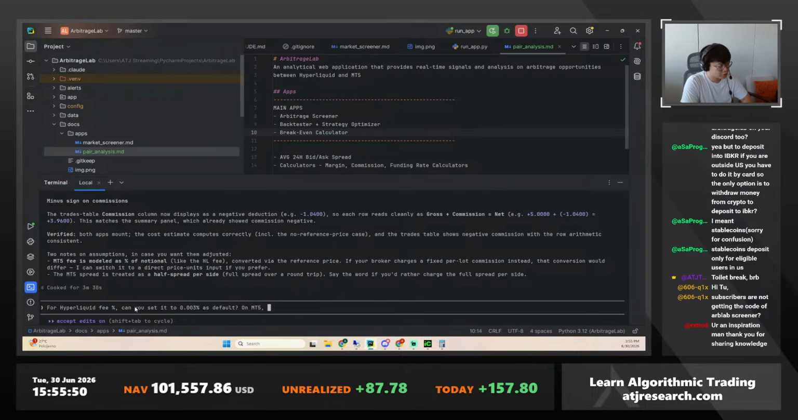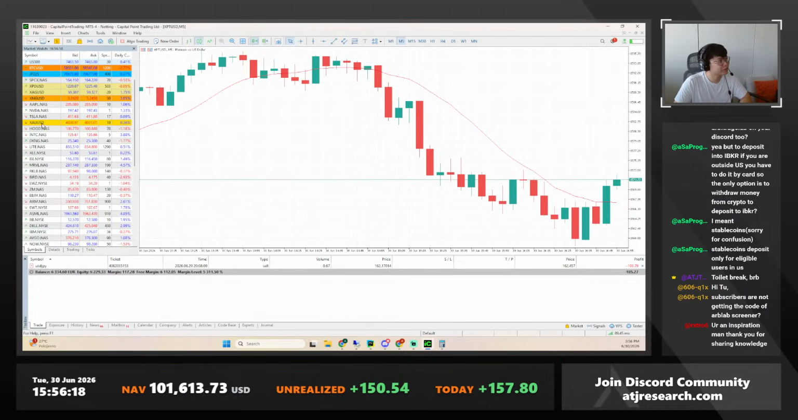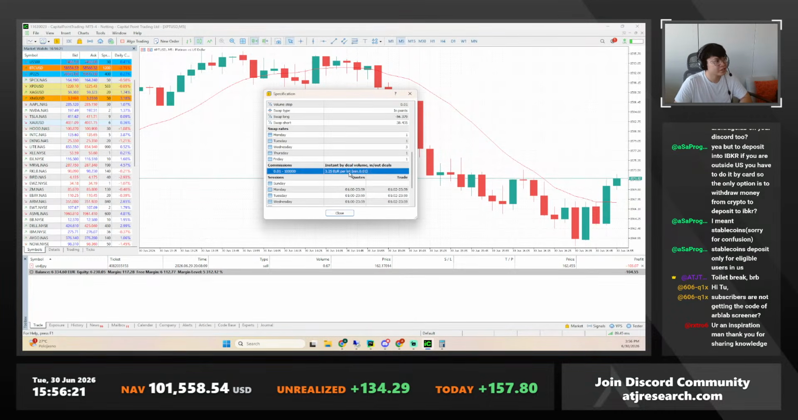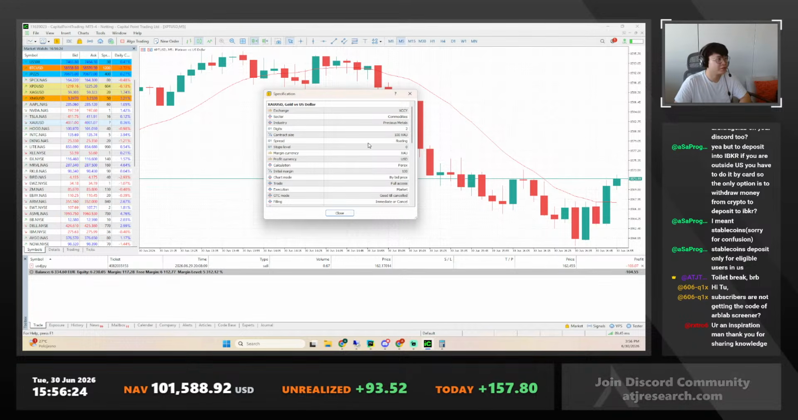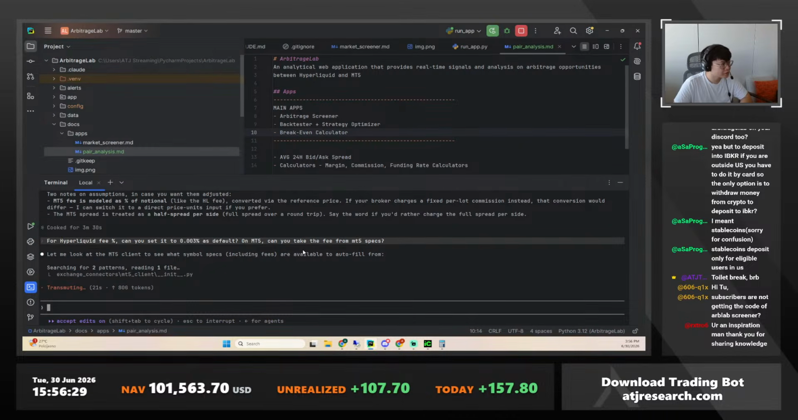On MT5, please use a flat fee percentage. MT5, can you take the fee from the MT5 specs? Right, I think the better approach is we save the data beforehand so you don't actually have to work with it. Because the MT5 fees are not specified in percentages, but as a fee per contract. So you need to take the fee divided by the contract size, which then gives you the fee.